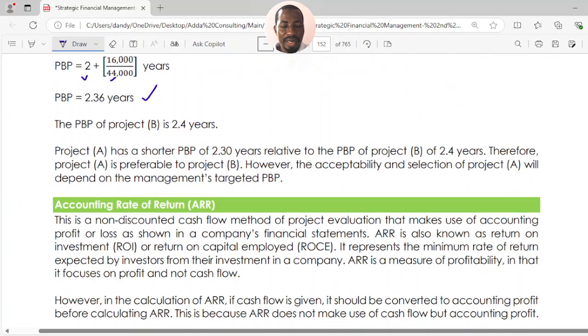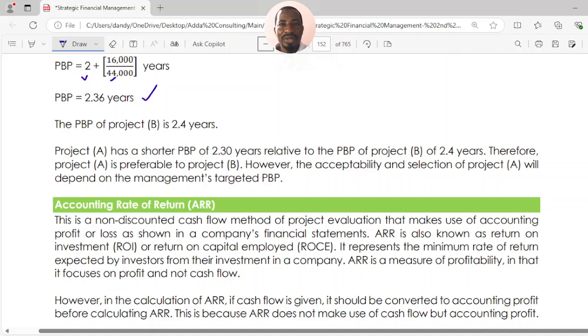Project A has a shorter payback period of 2.3 years relative to the payback period of project B of 2.36 years. Therefore, project A is preferable to project B. Why? Because project A has a shorter payback period relative to project B. However, the acceptability and selection of project A will depend on the management's targeted payback period.